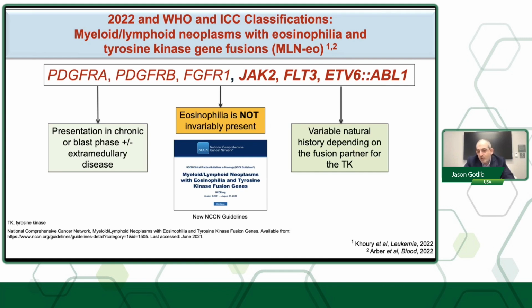Now, it's very important to note that not all fusions are associated with eosinophilia, so it's not something you depend on, but it can be a pre-diagnostic checkpoint to think about these disorders. These diseases can present in chronic phase or blast phase disease and also include extramedullary disease or EMD. And their natural history, as I will allude to, can be very variable depending on the fusion partners of a particular fusion gene and, of course, the particular tyrosine kinase that's involved.